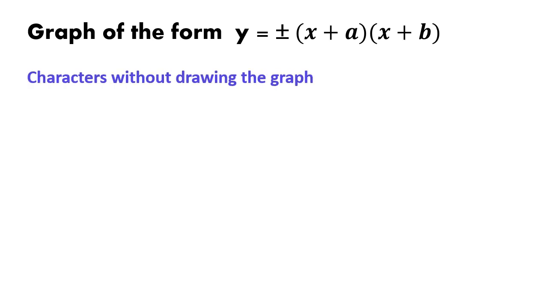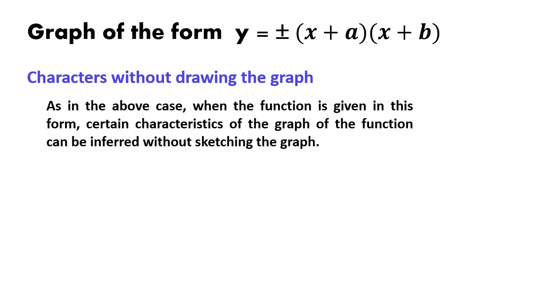As in the previous types, let's see what are the characters without drawing the graph by this form. As in the above case, when the function is given in this form, certain characteristics of the graph of the function can be inferred without sketching the graph. Let's see what are the characters that can be inferred without drawing the graph. Number one, nature of the graph. And you know, already we learned the nature of the graph is going to be minimum or maximum.